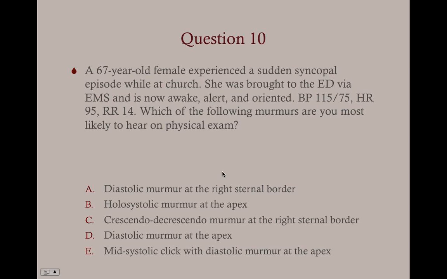Would it be A, diastolic murmur at the right sternal border, B, holosystolic murmur at the apex, C, crescendo decrescendo murmur at the right sternal border, D, diastolic murmur at the apex, or E, midsystolic click with diastolic murmur at the apex? I'll let you pause it.